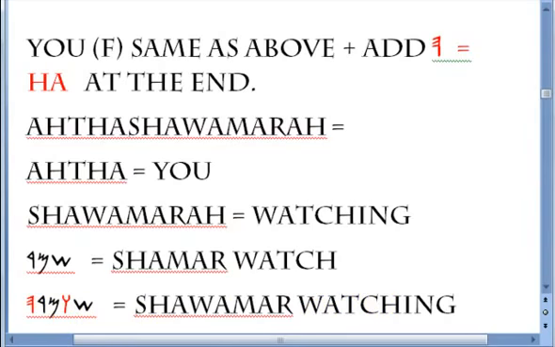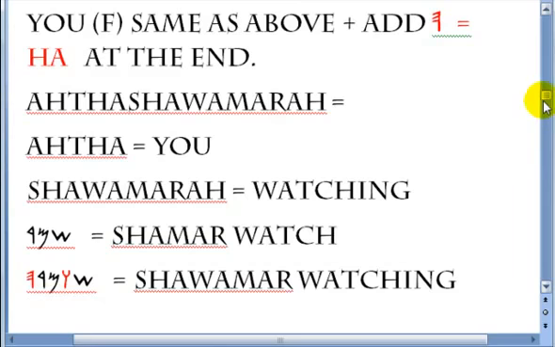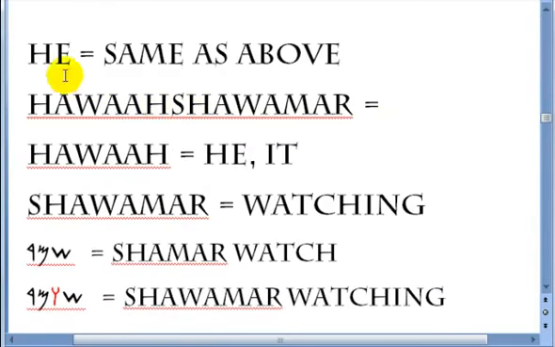Alright, shawamara. Now the next one is he. It's the same as above, meaning you put the wa between the first and the second Hebrew characters, and it would be hawa'a shawamar. The word hawa'a is he or it. So he watching would be hawa'a shawamar. Hawa'a is he or it. Shawamar is watching. Shamar, once again, is watch. You add the wa between the first and the second letter, shawamar, which will add an ing at the end of the word. Shawamar, watching.